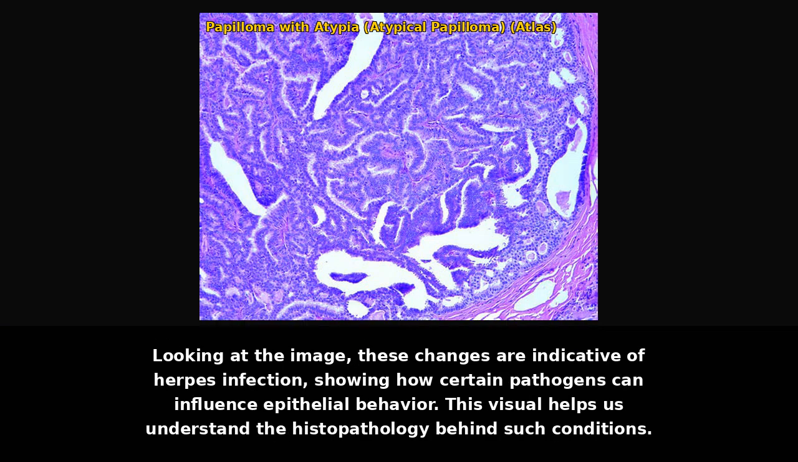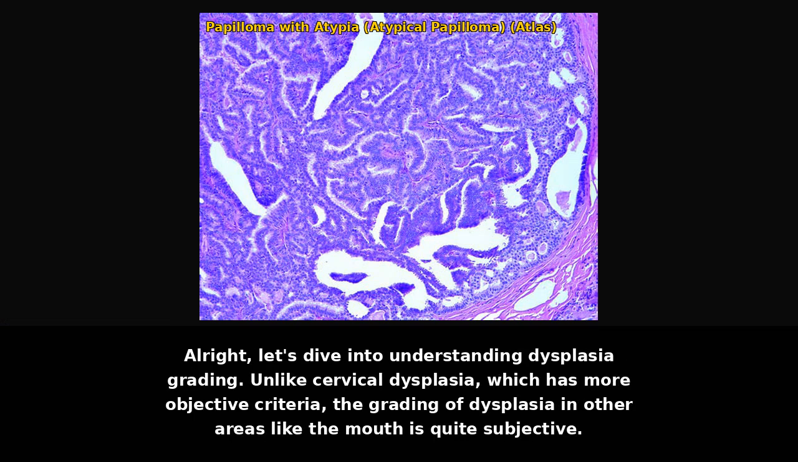Looking at the image, these changes are indicative of herpes infection, showing how certain pathogens can influence epithelial behavior. This visual helps us understand the histopathology behind such conditions. All right, let's dive into understanding dysplasia grading.